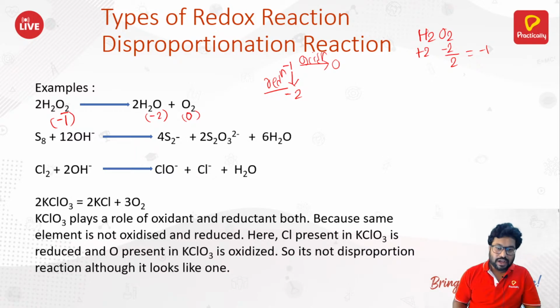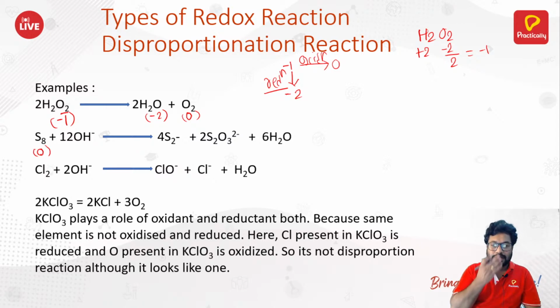Okay? Now, let's look at it for the sulfur here. Sulfur is in S8, right? S8, that means it's an allotropic form. And we had seen earlier that whenever any element is present in an allotropic form, that means its oxidation number has to be 0.